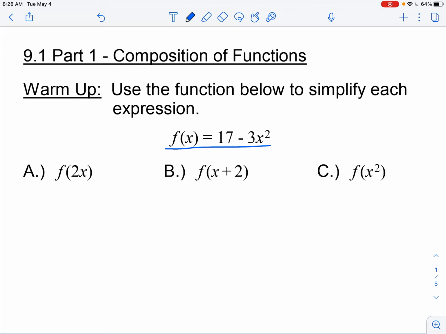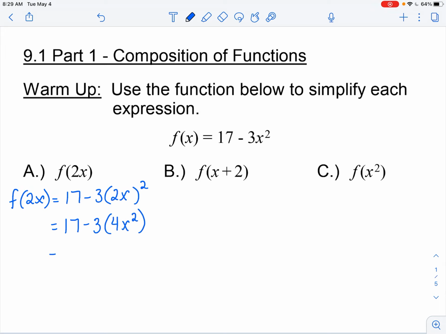Okay, so think about if I told you to find just f of 2. If I said find f of 2, that means replace every x with a 2. So to find f of 2x, what we want to do is replace the x in 17 minus 3x squared. We want to replace that x with a 2x. And now it's just a matter of simplify as much as possible, creating a new function. So now we have f of 2x is equal to 17 minus 3 times 2x is 4x squared. And now multiply by that negative 3, and we're going to get 17 minus 12x squared. So this is the result of doing f of 2x.